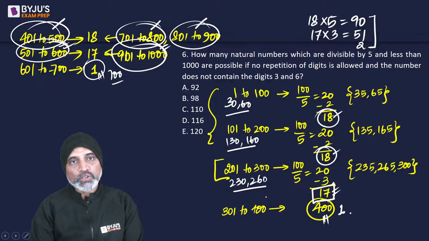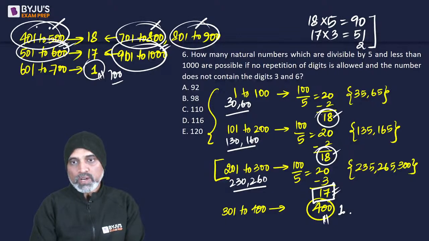301 to 400, we don't have to worry about it. Similarly, we will have 430, 460. So there are 8 such cases, right? So we have got 1, 2, 3, 4, 5, 6, 7, 8. 8 such cases, and each case is going to contain 16 such values.